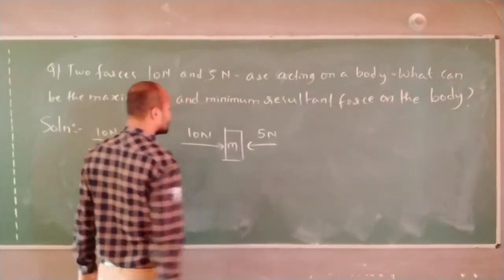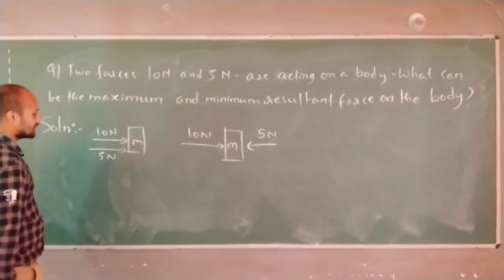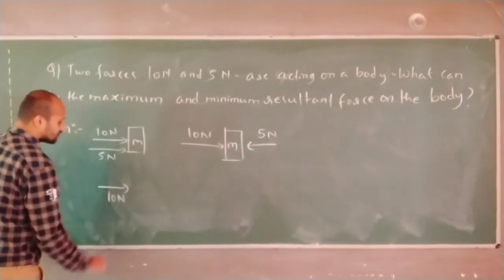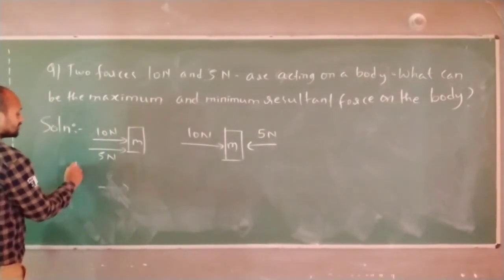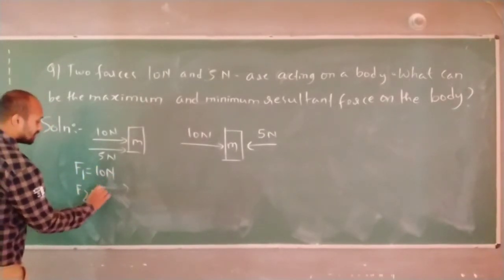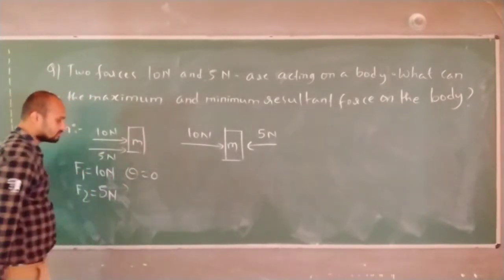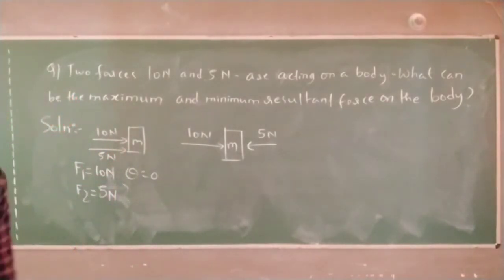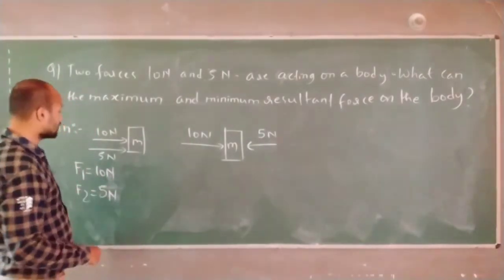So I can say that if you treat these two as individual vectors, the vector of 10 Newton is like this. Let us consider F1 is equal to 10 Newton, F2 is equal to 5 Newton, for the first case, theta will be equal to 0. Correct now? Why will theta be equal to 0?